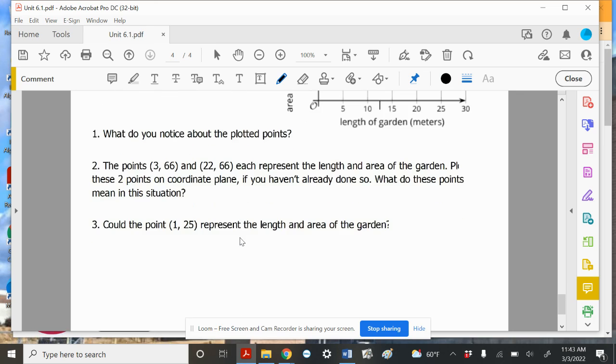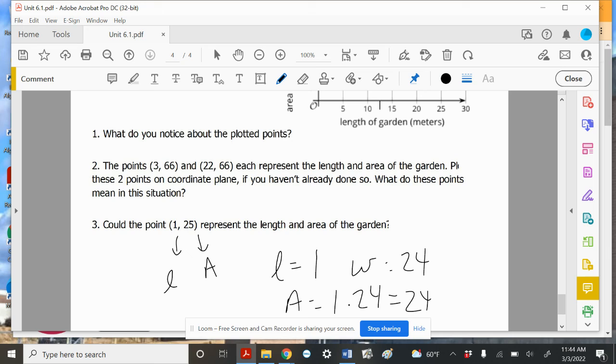Could 125 represent the length? Well, let's see. What it's saying is that here is the length and here is the area. So if the length is equal to 1, the width has to equal 24. And the area has to equal 1 times 24, which is 24. So therefore, no, this could not represent the length and area, because if the length is 1, the width has to be 24. If the width is 24 and the length is 1, multiply those two to get the area. The area is 24.